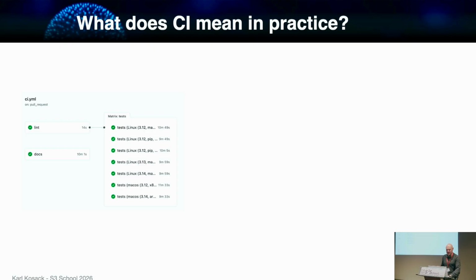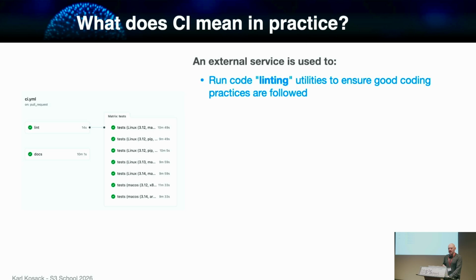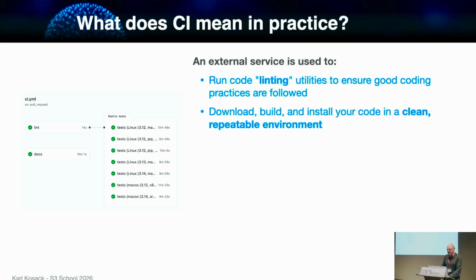It's nothing really complicated. Basically, it means that you use an external service of some kind that runs things like code linting utilities. Again, this just checks that your code looks nice or follows best practices. It will then download, build, and install your code in a clean, repeatable environment. That's also important, and also one of the reasons using Pixi makes this a lot easier, by the way. This is something that before tools like that, which can manage environments in a repeatable way, it was a bit harder to ensure that.